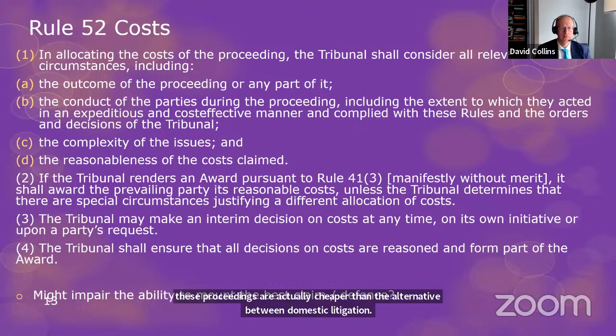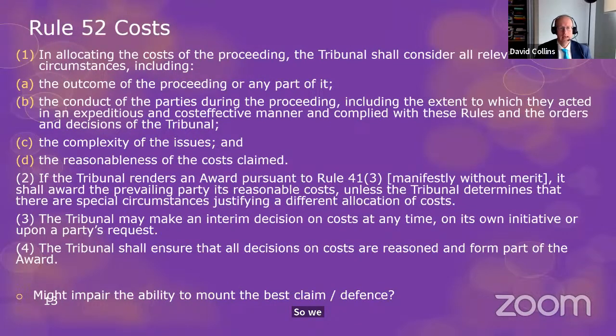So we now have Rule 52 on costs, and it says, in allocating the cost of the proceeding, the tribunal shall consider all relevant circumstances. So the tribunal has the power to allocate costs to the winner, to the loser, or a proportion of the two, including the following matters: the outcome of the proceeding or any party to it, or any part of it. So maybe who's won or who's lost.